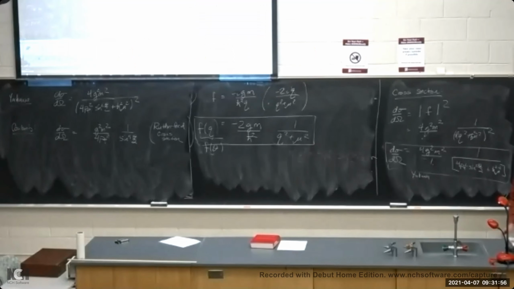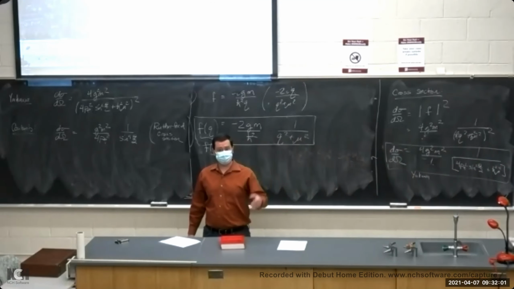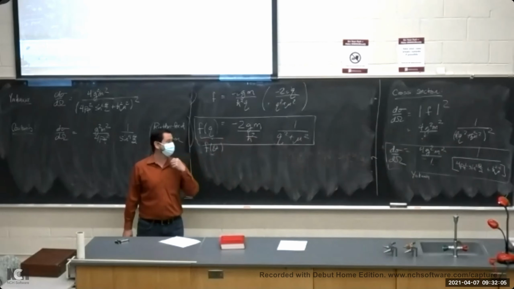Okay, any questions about this example? You have 2 problems like this on the homework where you were given a particular potential and you've got to repeat this exercise. Calculate the Fourier transform, plug it in, and get a cross section.